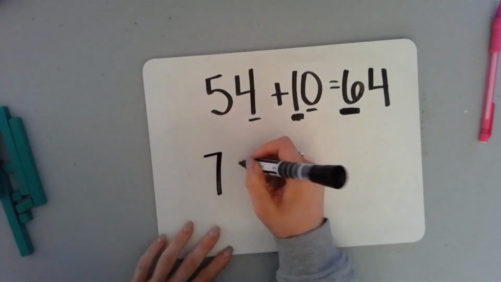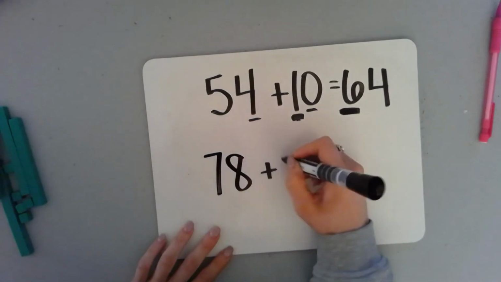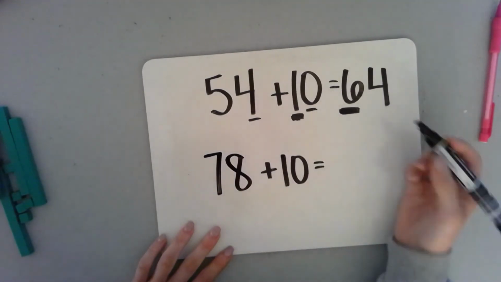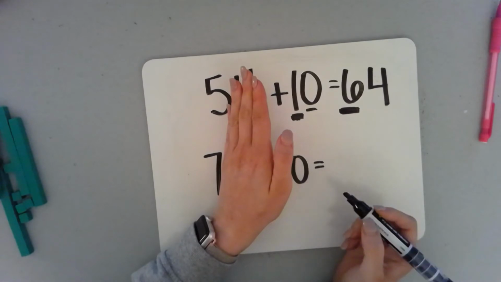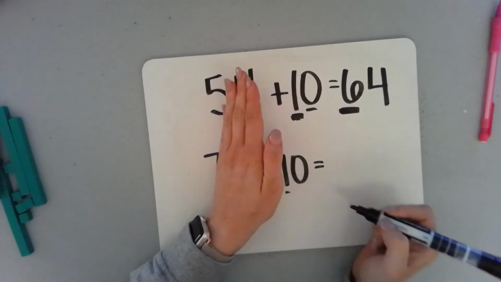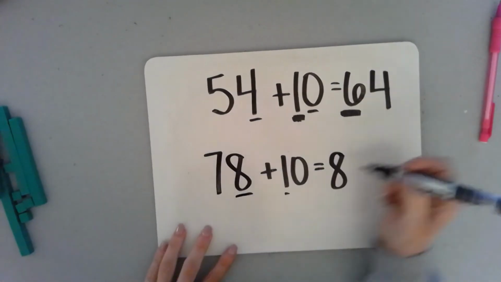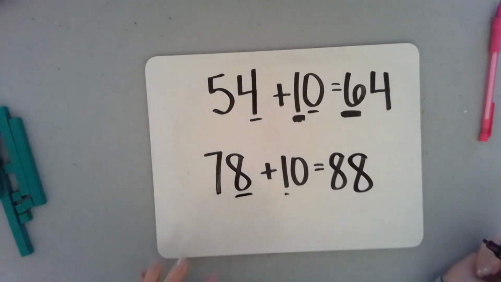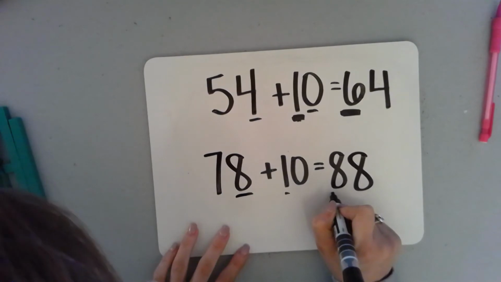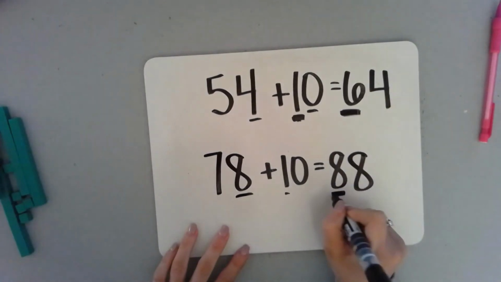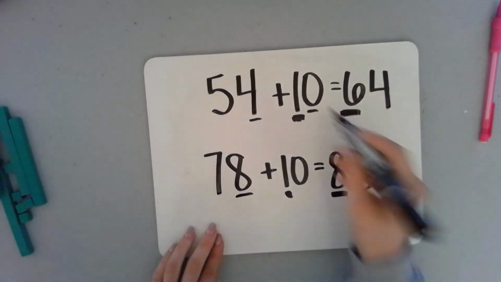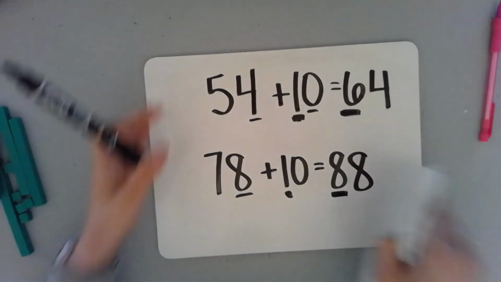Same thing if we had the number 78 plus 10. 10 more than 78. Cover up that ones place. Okay, 7 plus 1 is 8. Now we have that 8 in the ones place, 88. So again, you're really just looking at that tens place that's going to go up by 1. So that's always one way to do it.